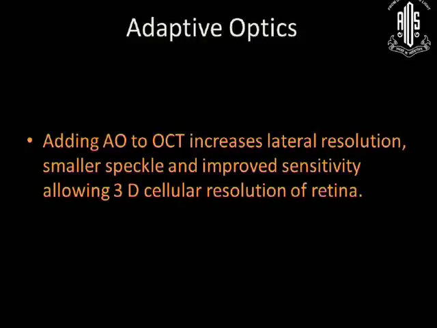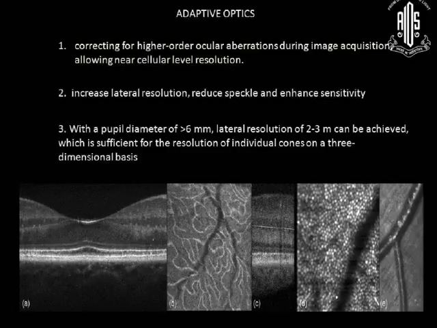Last part of my talk, after the swept source, is adaptive optics. So adding adaptive optics to the OCT, what does it do? It increases lateral resolution, so it becomes so small that you can pick up even a small cell in the retina, which means rods and cones. This is how it looks like, the rods and cones.